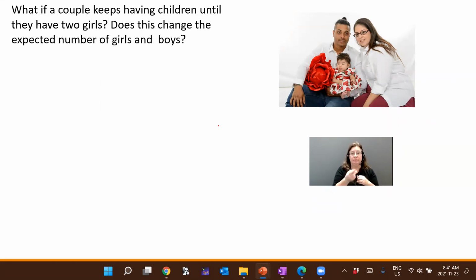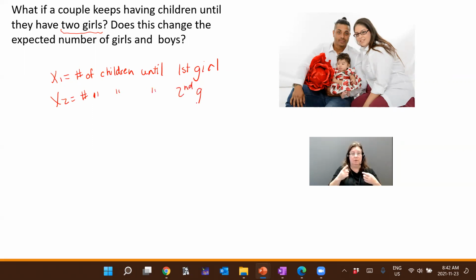2 girls or 3 girls or whatever. Well, this is just a certain number of trials, and we can use linearity of expectation. So we could say that x1 is the number of children until the first girl, and x2 equals the number of children until the second girl. And then we could apply linearity of expectation, right?